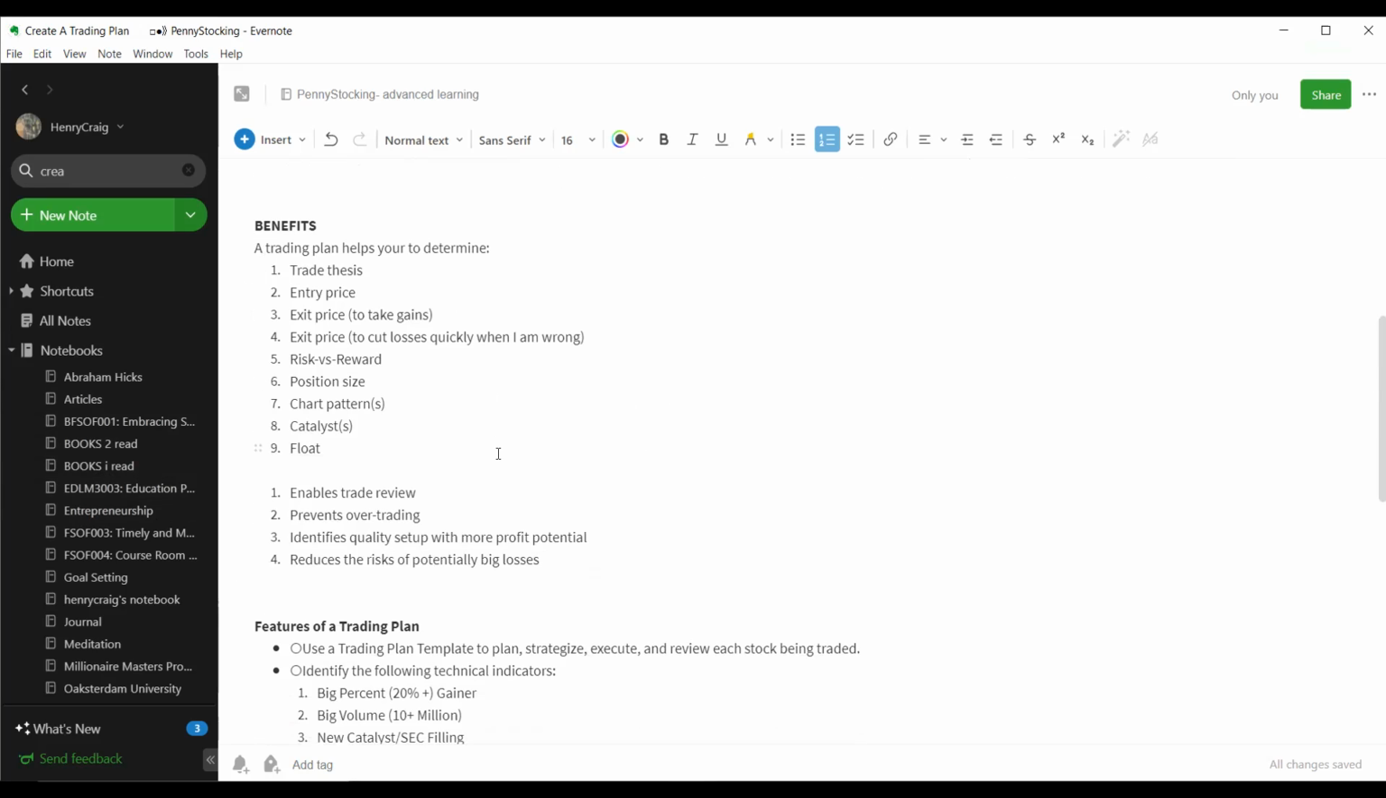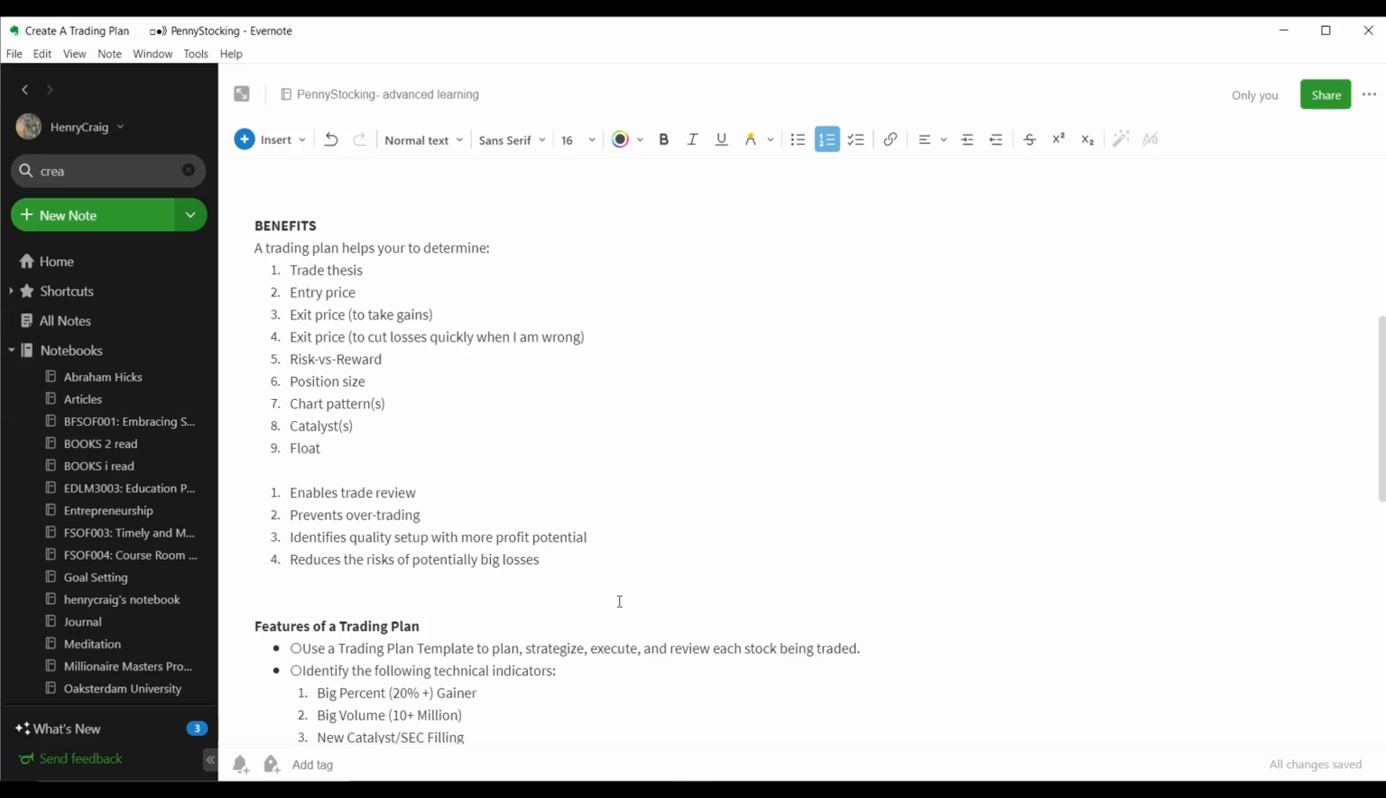A trading plan helps you to determine a trade thesis. What is a trade thesis? It's an educated guess on whether the stock will increase in price or decrease in price, and what is causing that change in price, as well as what is causing the increased interest, the increased trading volume in the stock.